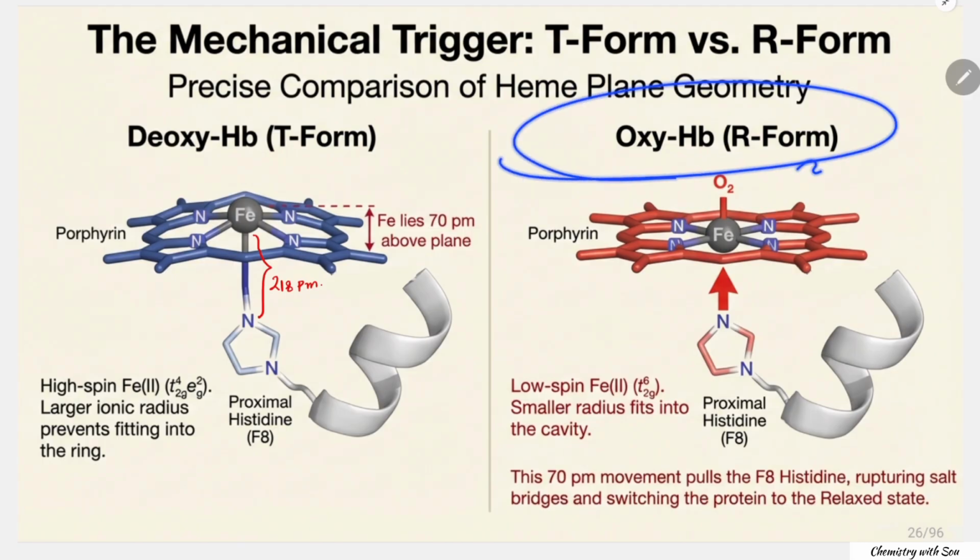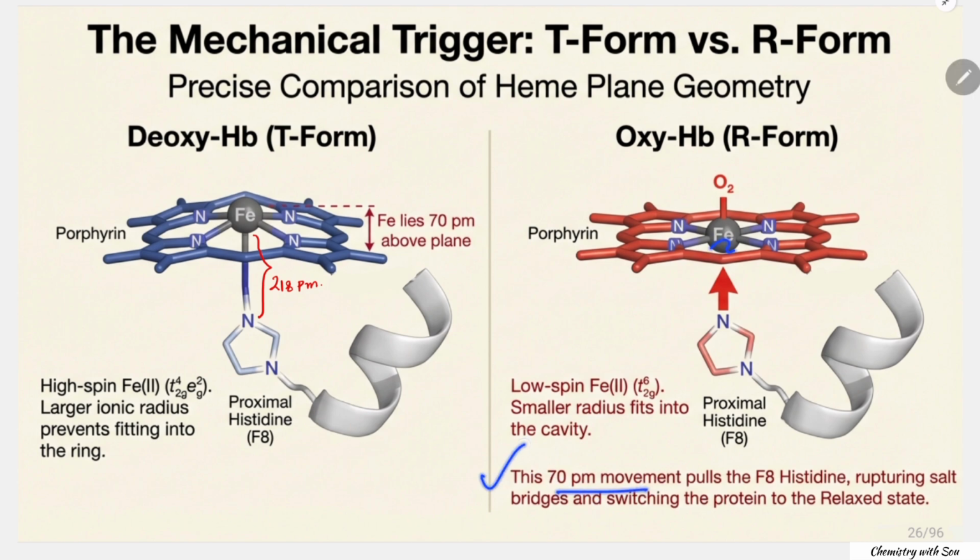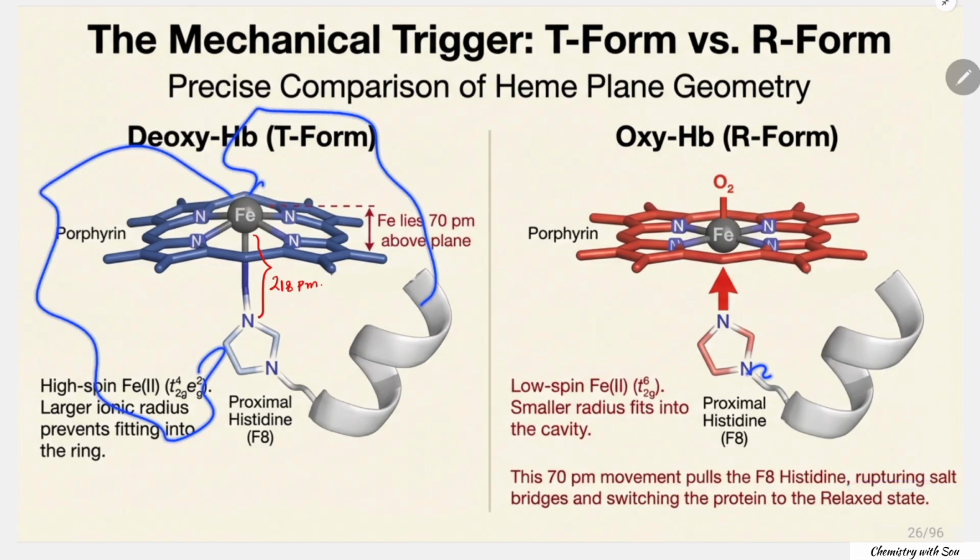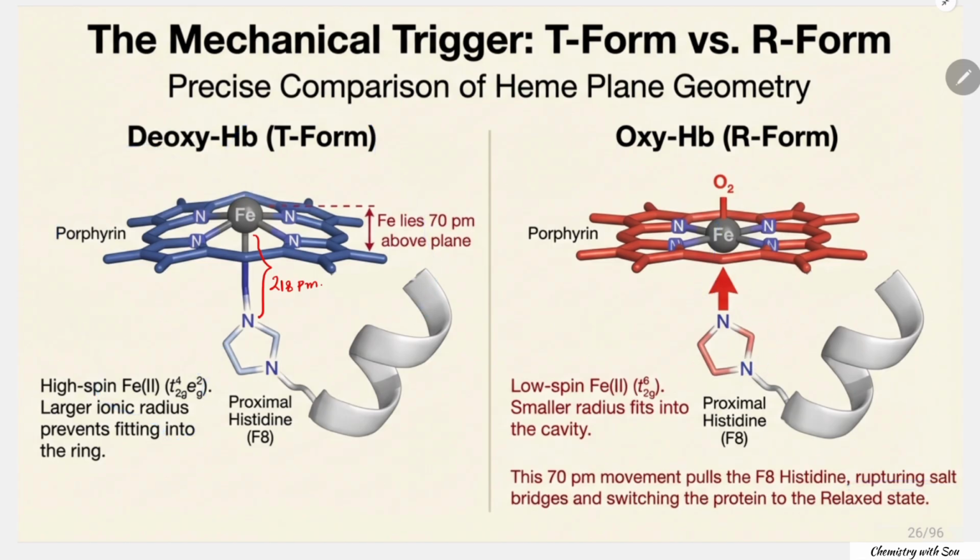And in the oxyhemoglobin, when oxygen binds to the iron, तब क्या होता है, तब आयरन कन्वर्ट हो जाता है लो स्पिन कॉम्प्लेक्स में, iron 2 in the t2g6 state. So its radius will decrease, so it will fit into the cavity of the porphyrin ring. और ये जो 70 पिकोमीटर का मूवमेंट होता है आयरन की नीचे की तरफ, that pulls the histidine, that will rupture the salt bridge interaction. Means here the salt bridge interaction is present, that will be ruptured by this pull effect.